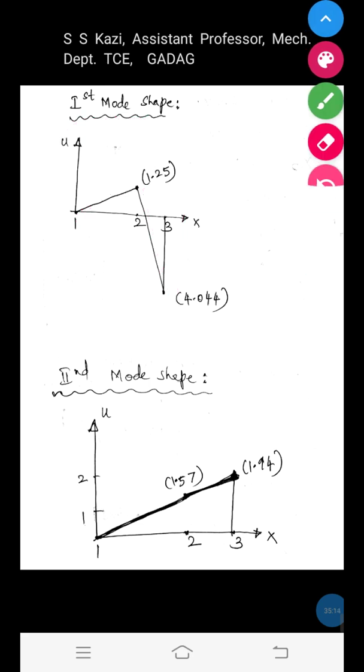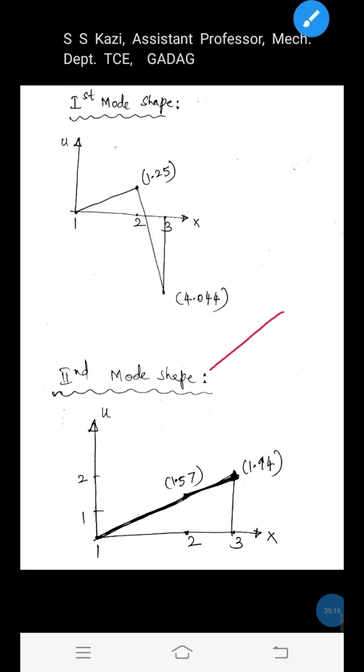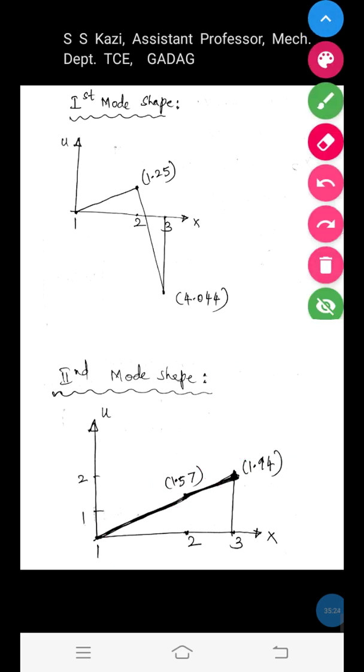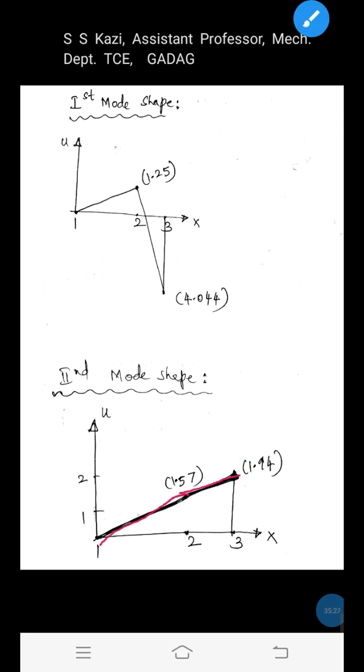Next, if we draw the second mode shape of vibration for the stepped bar, for node 1 it is 0, for node 2 plus 1.57, for node 3 plus 1.94. After that, if you join these, the vibration will be like this. This is the second mode shape of vibration. I hope you have understood, my dear students. This is how we can evaluate the eigenvalues and eigenvectors for the stepped bar system, so that we can determine the natural frequency of vibration, as well as draw the mode shapes of vibration for the system in dynamic analysis in the finite element method.